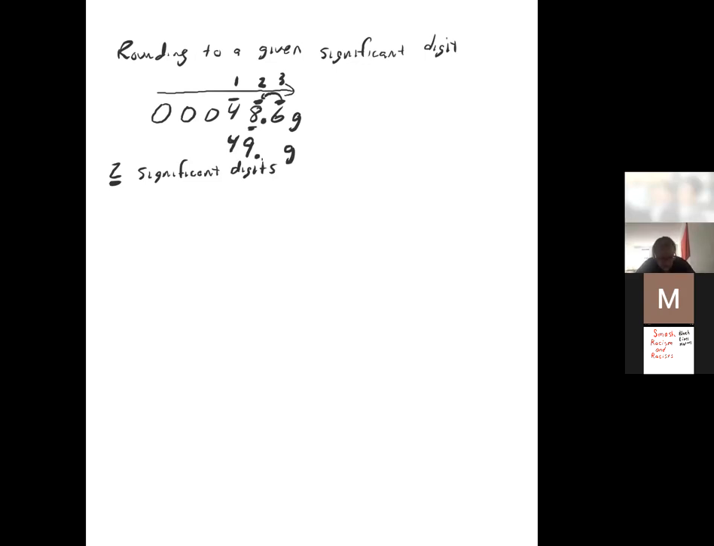And then you don't need to write these zeros on the left side. If you're reporting the number, you don't have to write the zeros. The machine would show the zeros, but you don't have to show the zeros yourself. We just wouldn't do that, okay? So that would be 2 significant digits, okay?